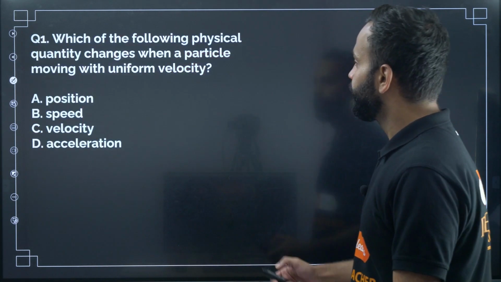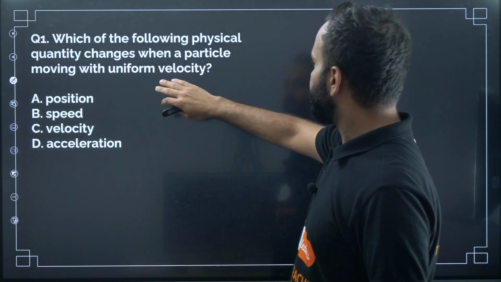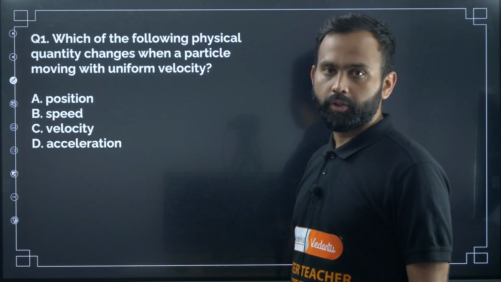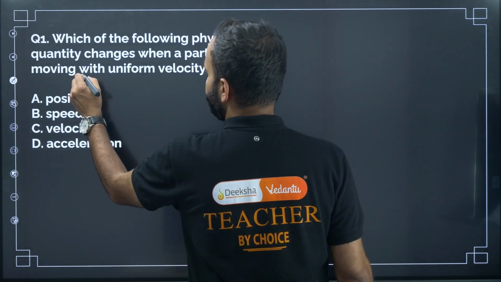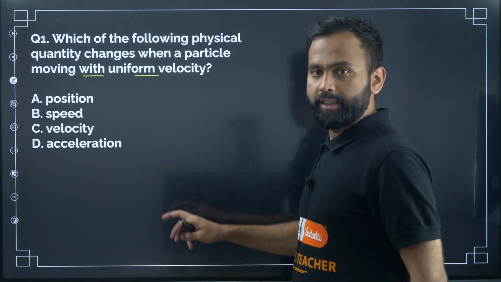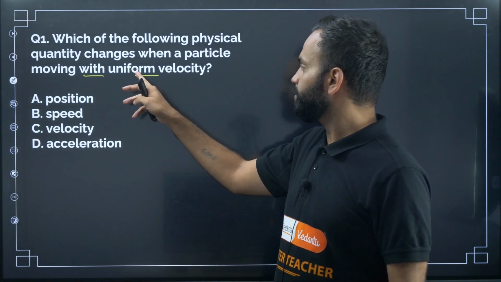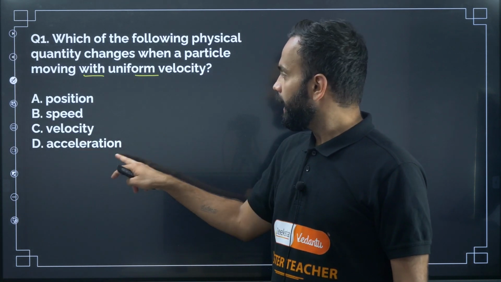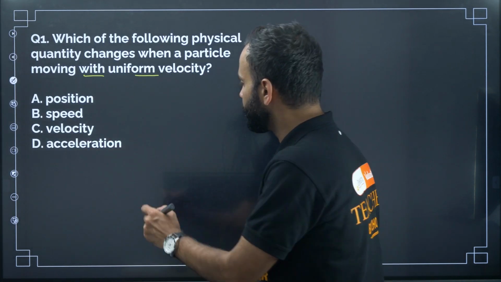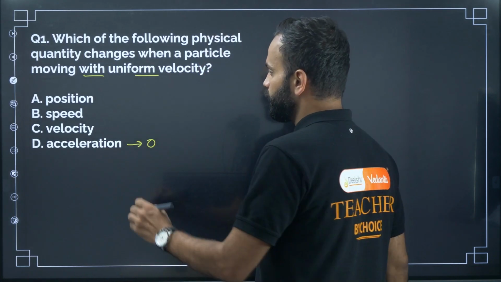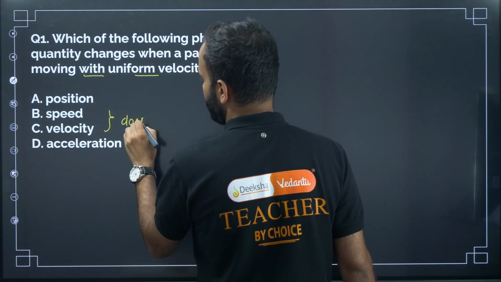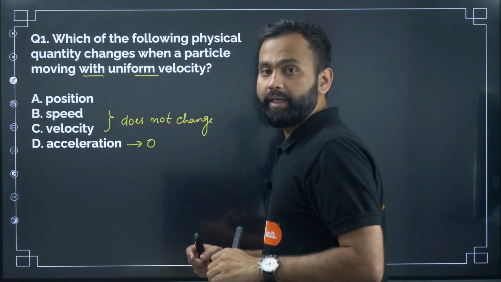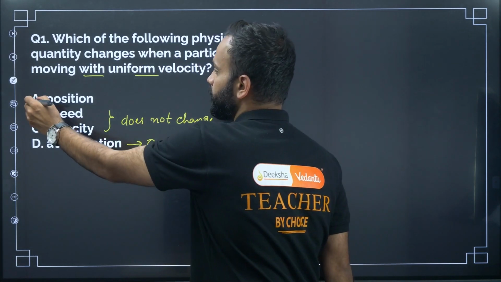Let's start. Question number 1. Which of the following physical quantity changes when a particle is moving with uniform velocity? Here the particle is moving with uniform velocity, so speed does not change. Speed is the magnitude of the velocity. Velocity anyway does not change, and since the particle is moving with uniform velocity, the acceleration of the particle is anyway 0. So these do not change, and only the position will change. So the correct option is A.